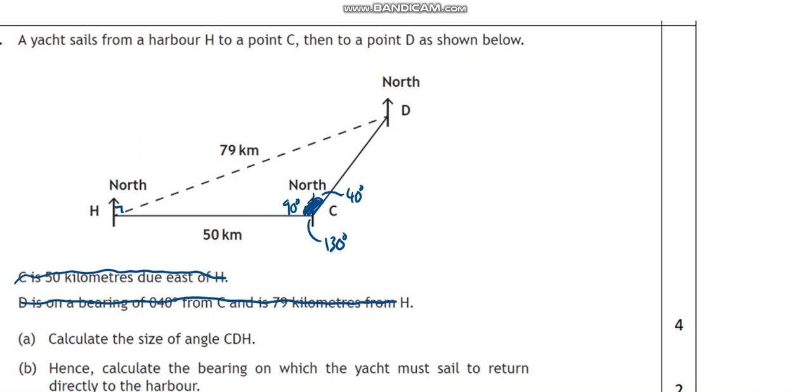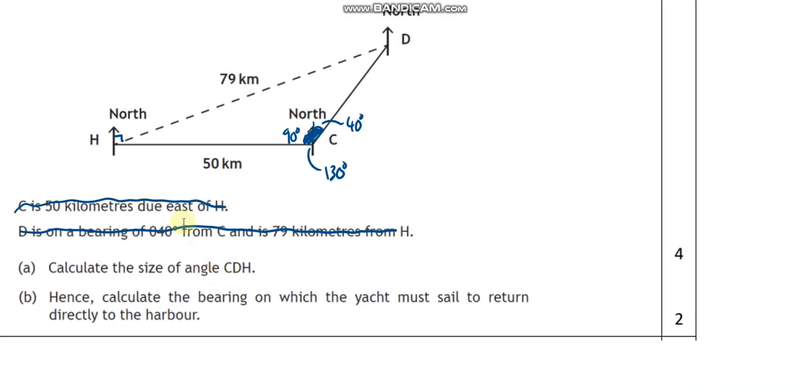And the 79 is already there. D is on a bearing of that from C, and 79 kilometers from H. And that is not worded particularly well, to be honest. I'm going to read that again. So D is on a bearing of 40 degrees from C, and D is 79 kilometers from H. I think if it wasn't drawn out, I probably would have got 79 down there. But anyway, I would have just said the D again. But anyway, calculate the size of angle CDH. So CDH, it's this angle up here that I'm trying to find.